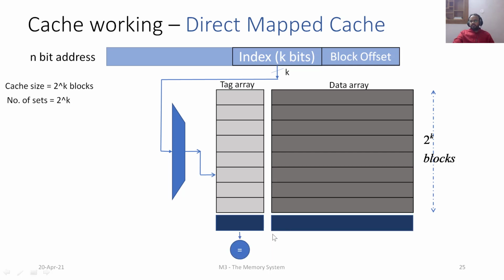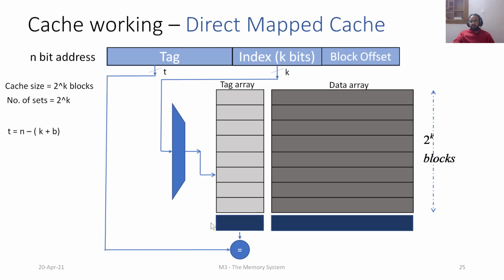What happens next is the tag bits which are read out will be compared with the tag of the requested address. So the number of tag bits is n minus k plus b. So here b is the number of bits of block offset, k is the number of index bits, and total address width is n. So these, let's say t bits, are then used to compare with the t bits that we have stored in the tag array. If they have matched, then it means that the requested address is already available in the cache. That is termed as a hit. If there is no tag match, then we will say it is a miss.